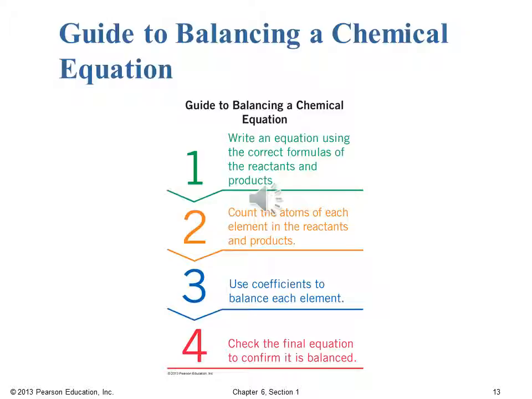Number three, we use coefficients to balance each element if we're unbalanced from reactant to product side. And then number four, finally, we check the final equation to confirm its balance, just like we did above by actually counting the number and types of atoms on the reactant side and making sure that it equals the number and types of atoms on the product side.